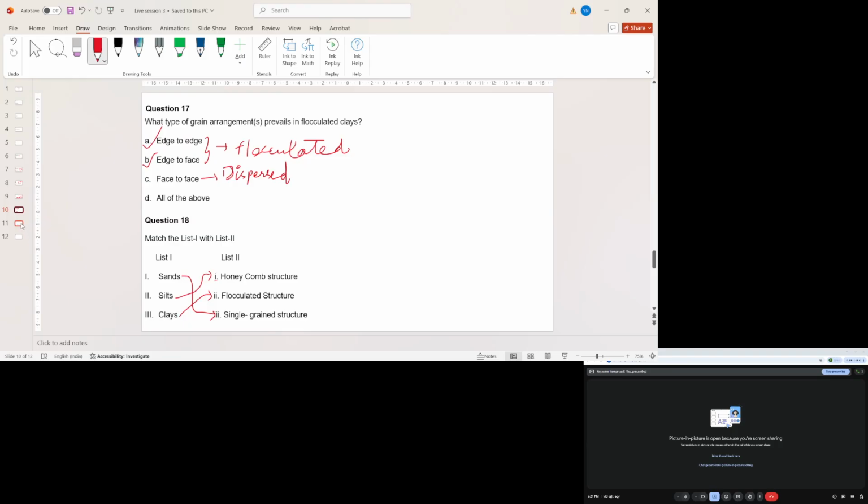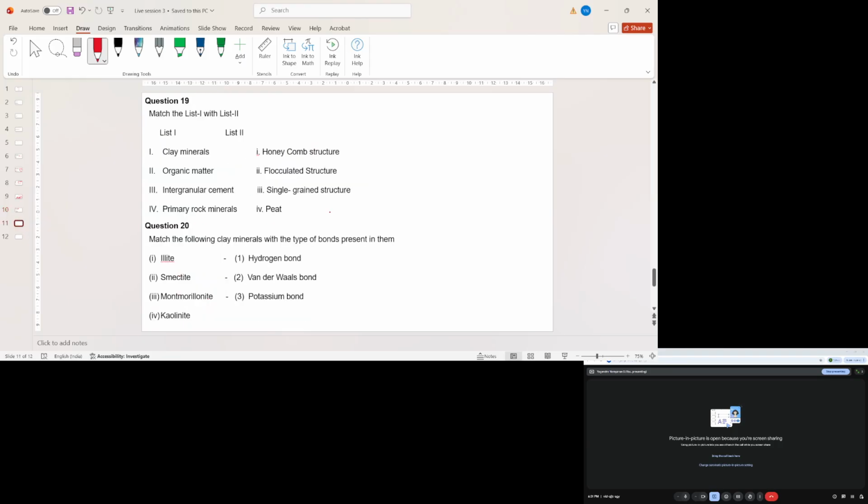All right. Now coming to the next question, clay minerals. This question is also a follow-up question. Clay minerals are essentially a flocculated structure. Organic matter is peat. Intergranular cement is usually like a honeycomb structure.